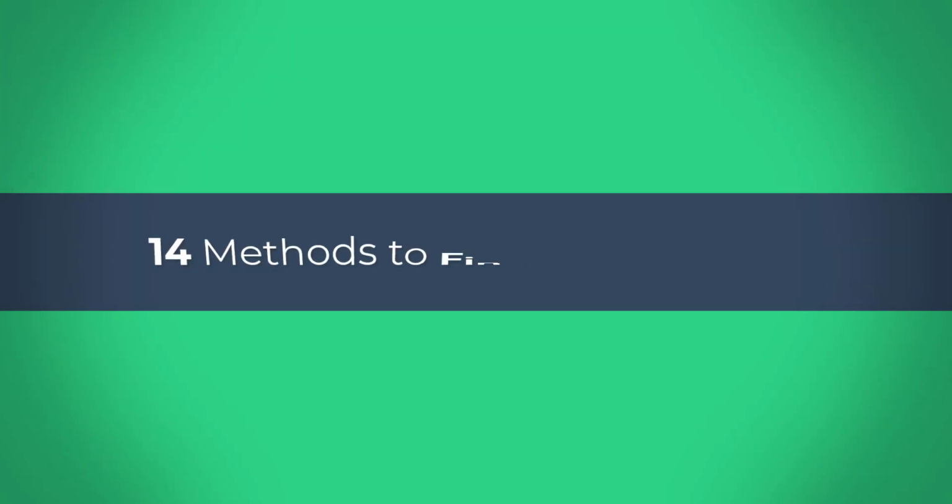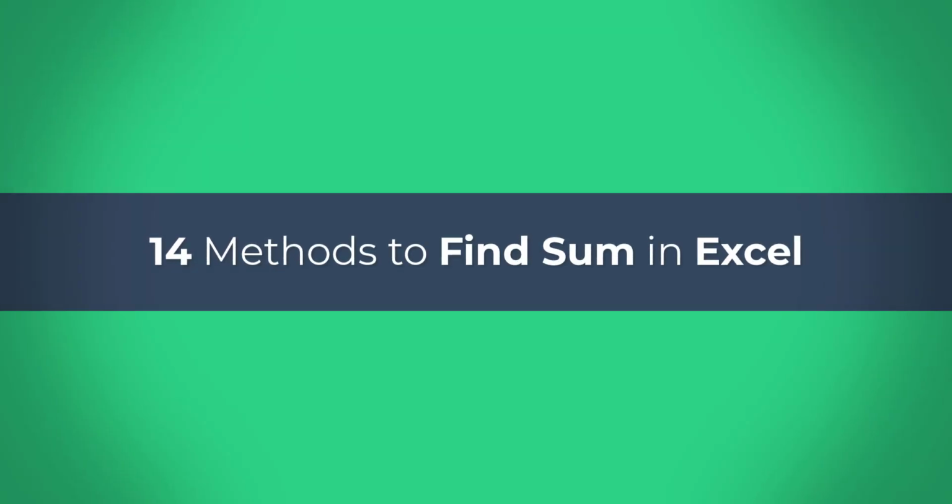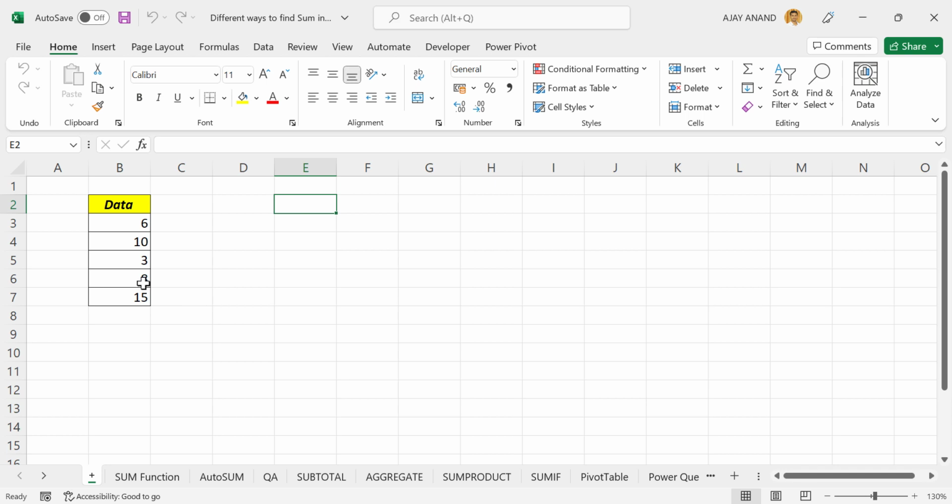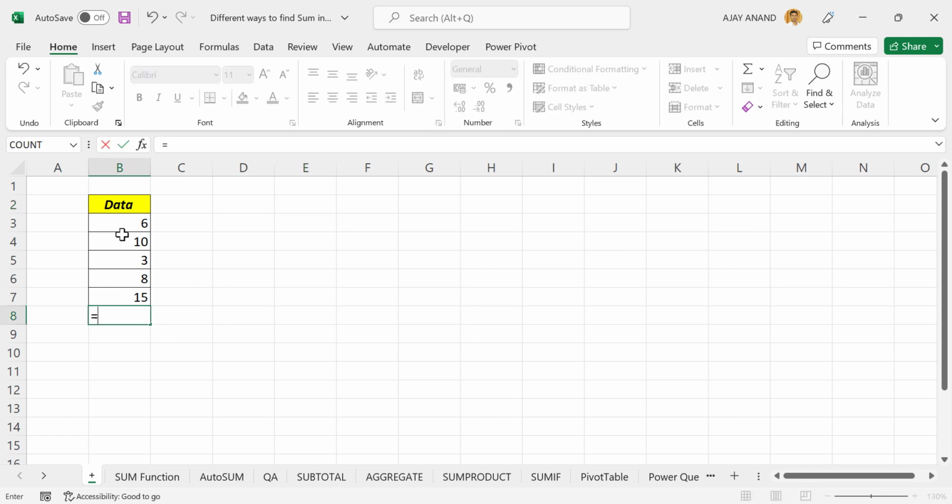In this video, I will show you 14 different methods to find sum in Excel. To find the sum of these values, type equal, select one of the cells containing numbers to add, type in plus, select the second one, plus, third one, plus, fourth one, plus, now the last cell containing a number, enter, and we have the sum of these values.